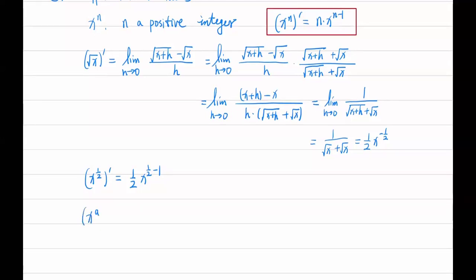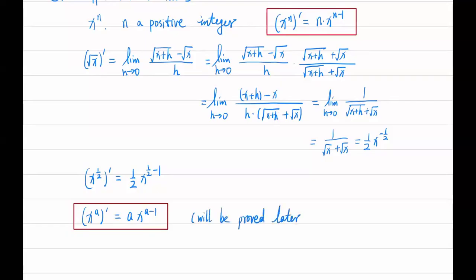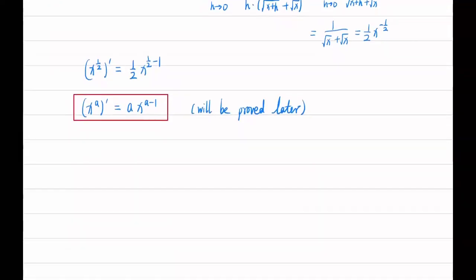For any real number, the derivative... the proof will be given later. So now we just have the formula, not proved yet. So it will be proved later.